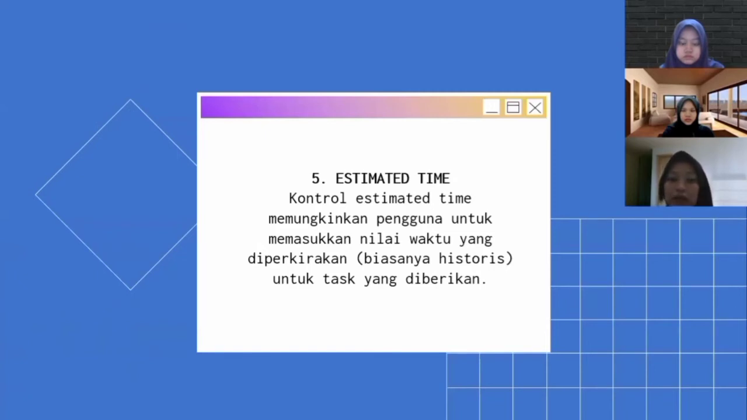And then the last feature is the estimated time tab. The estimated time control allows the user to enter an estimated, typically historical, time value for a given task.